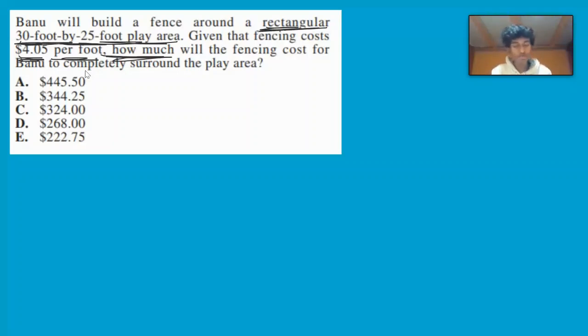All right, so first we need to know how much fencing. And if we want, we can just draw a quick sketch of this.